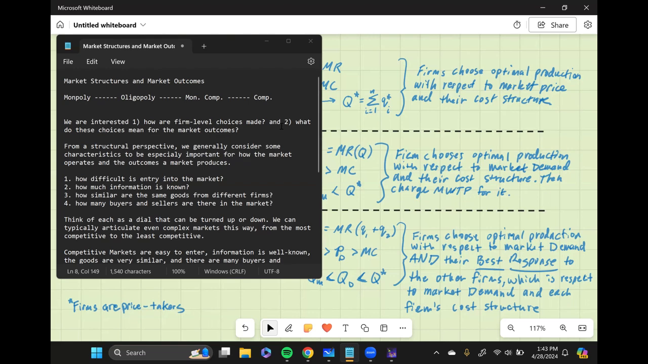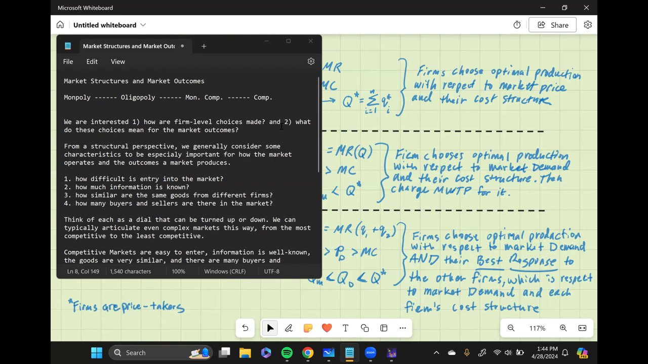We're interested in two things. One is how are firm level choices made within the context of the market structure? In other words, how does the different market structure affect firm level choices? And then once we feel like we have a good handle on what's going on at the firm level, we can then aggregate those decisions to the market and look at the market outcomes.